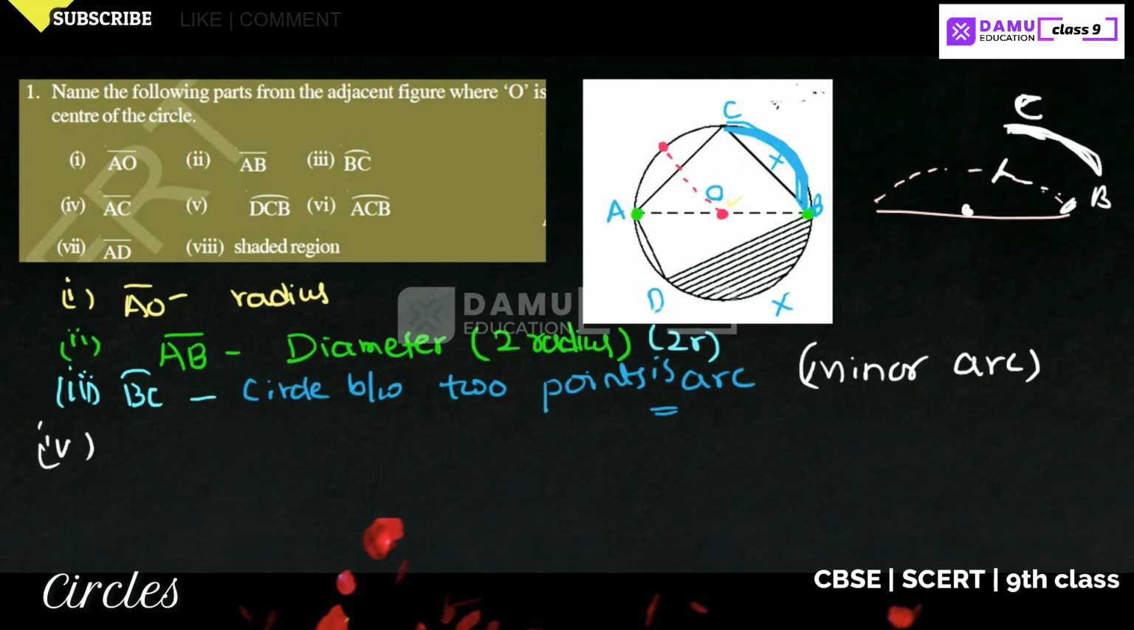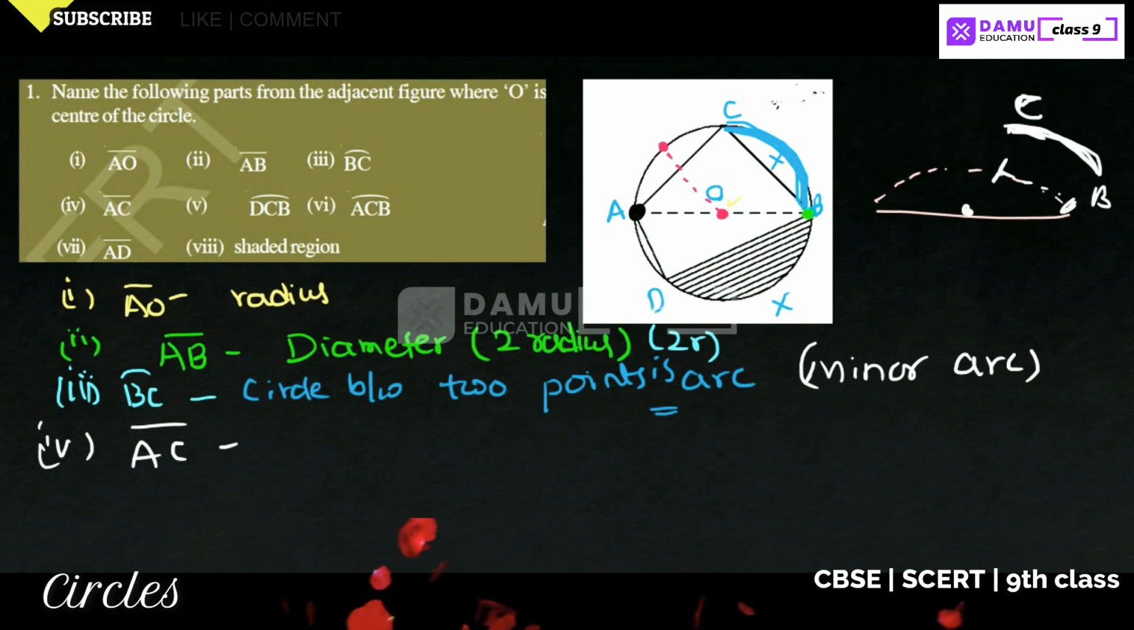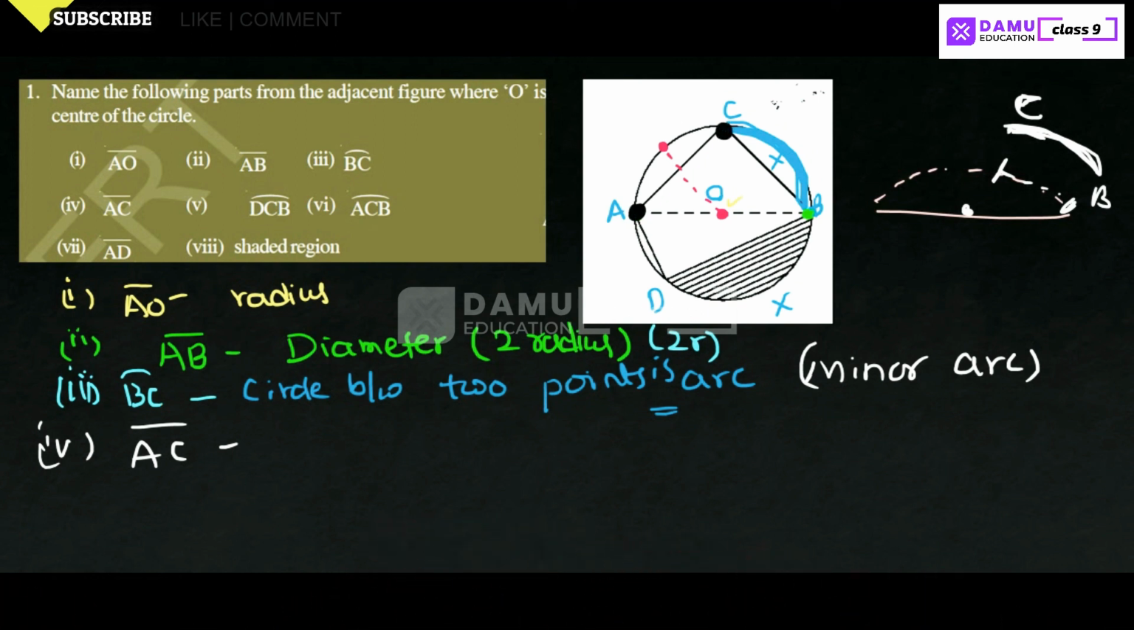Our fourth one is AC. So where is AC? Let's take this point A and this is C. They are asking about this line. AC is a chord, the line joining two points on the circle which does not pass through the center. If it passes through the center, it is called a diameter. If it does not pass, it is called a chord.